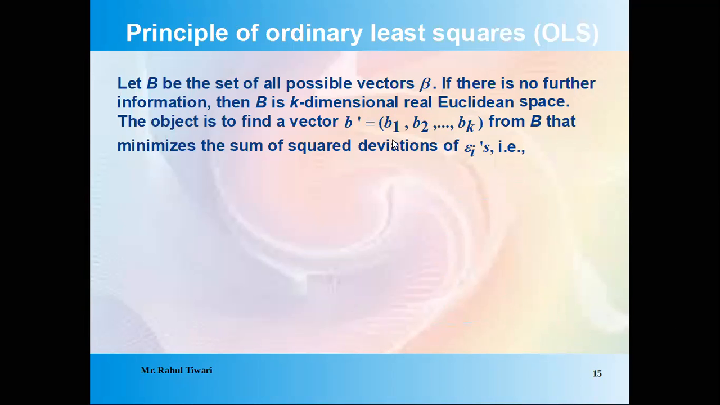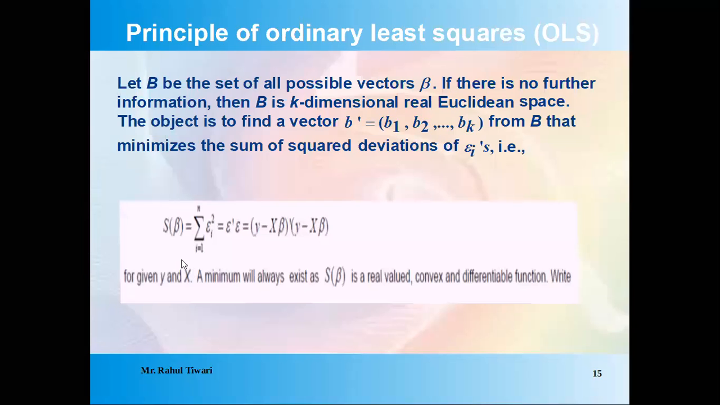Then the objective is to find b dash. I'm using new notation. B dash is nothing but b1, b2, up to bk from B, that minimizes the sum of the squared deviations of epsilon. So basically I'm using ordinary least squares, minimizing the error sum of squares. I hope you can see this screen. It is not very clear, but one can understand. So S of beta is equal to summation epsilon i square, that is epsilon dash epsilon, which is y minus x beta dash, y minus x beta.